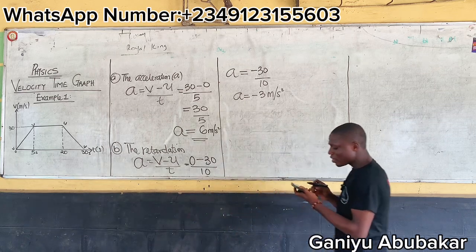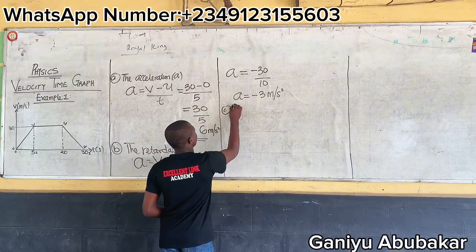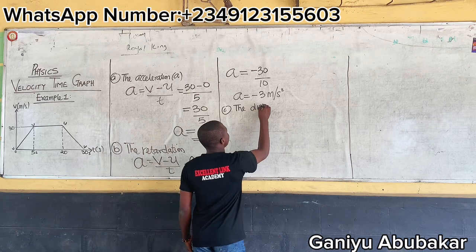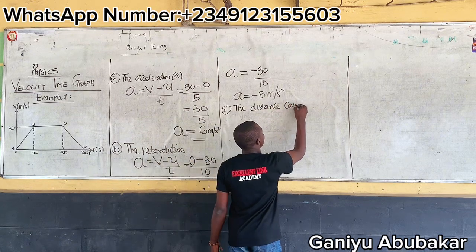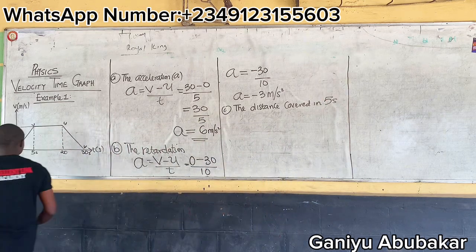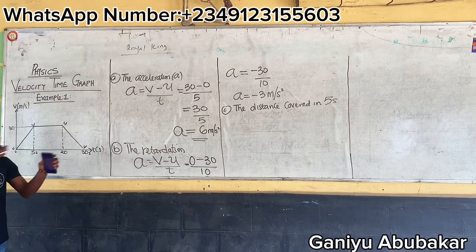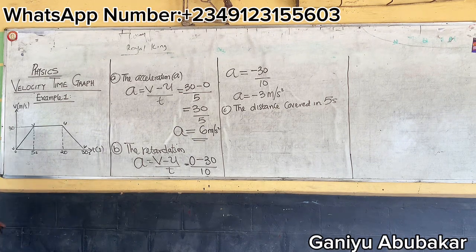We're done with this. What's next there? The distance covered in 5 seconds. That's C. Please check. From here to here is 5 seconds. So here's what I'm doing now. When it comes to calculating distance, we look for the area of that shape. Look up for your 5 seconds. What does it look like? A triangle. Let me call these sections A, B, and C, for instance.